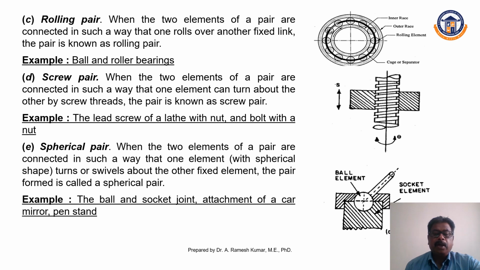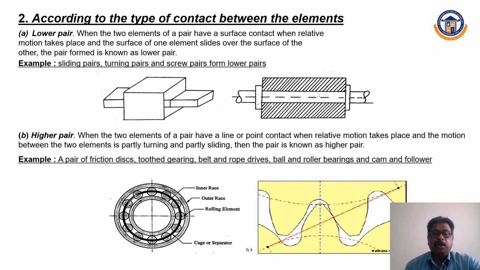Spherical pair: when the two elements of a pair are connected in such a way that one element with a spherical shape turns or swivels about the other fixed element, the pair formed is called a spherical pair. For example, the ball and socket joint, the attachment of a car mirror, and a pen stand are some of the examples of a spherical pair.